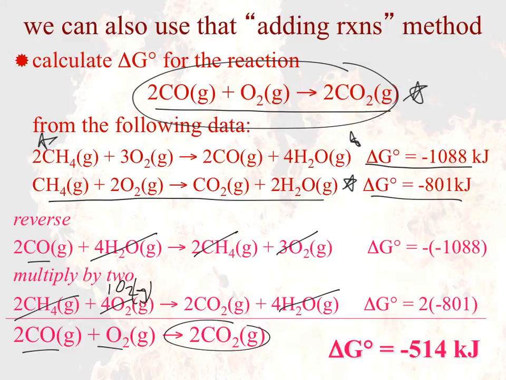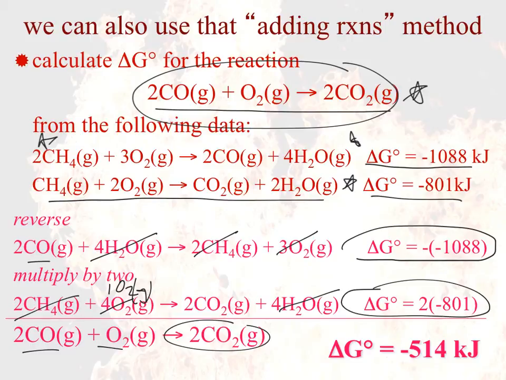Okay, so much in the same way that we've utilized this reaction addition method to calculate our enthalpy values, we're going to do the same thing here with our change in Gibbs free energy values. So we reversed this reaction. Okay, so we're obviously going to change the sign of the delta G value. So it's going to become positive. And for this delta G, we multiplied the reaction through by 2, so we need to multiply that delta G value by 2.